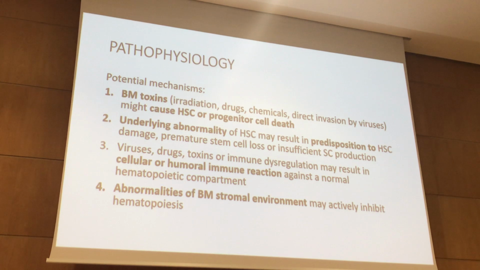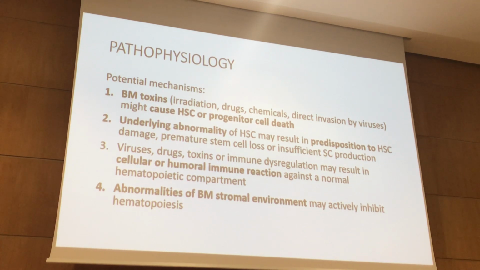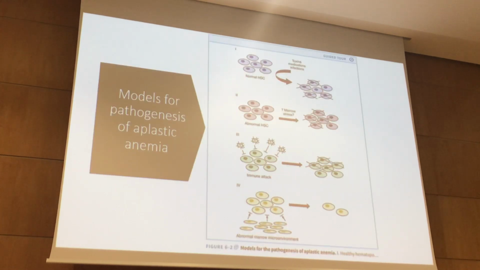So that may result in aplasia. And the fourth one, the microenvironment, the stromal environment where the hematopoietic stem cells sit or reside, is not a good environment for them. So there is a problem with what we call the microenvironment in the bone marrow. In this cartoon, it is illustrated.